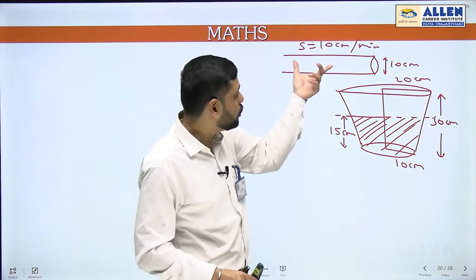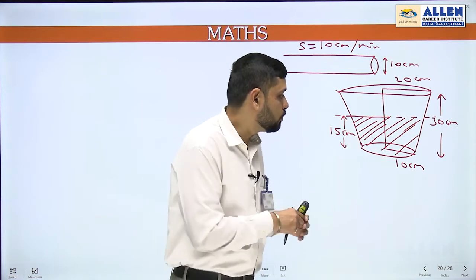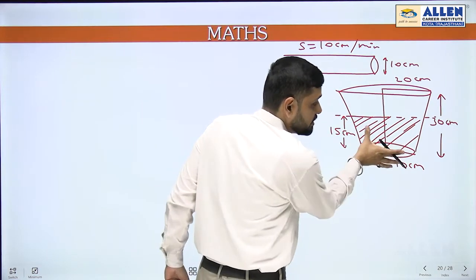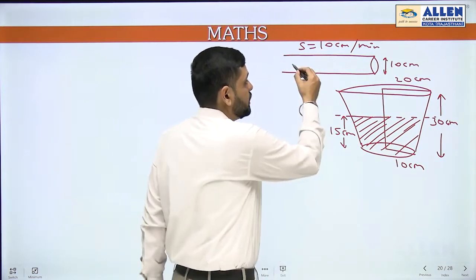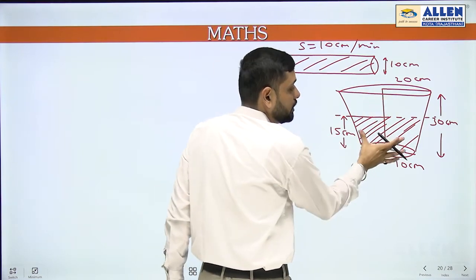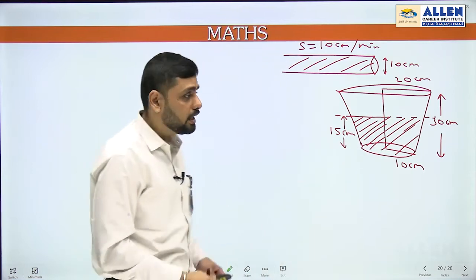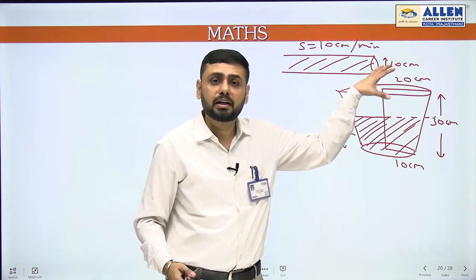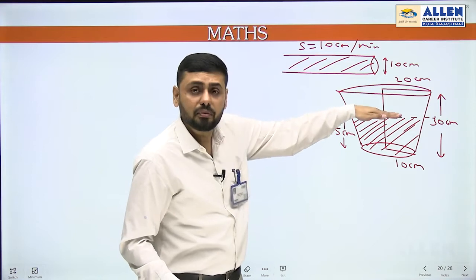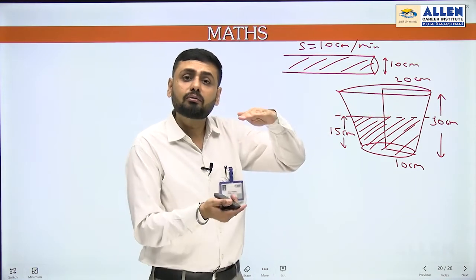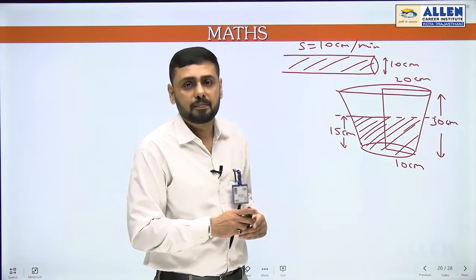We need to take the volume of this pipe equal to the volume of this region, the region in which the water is there. So we need to take the volume of the pipe along with the volume of this region of the bucket. We don't need to take the volume of the whole bucket because water is up to the level of 15 centimeter. So we need to take the volume up to the level of 15 centimeter, right?